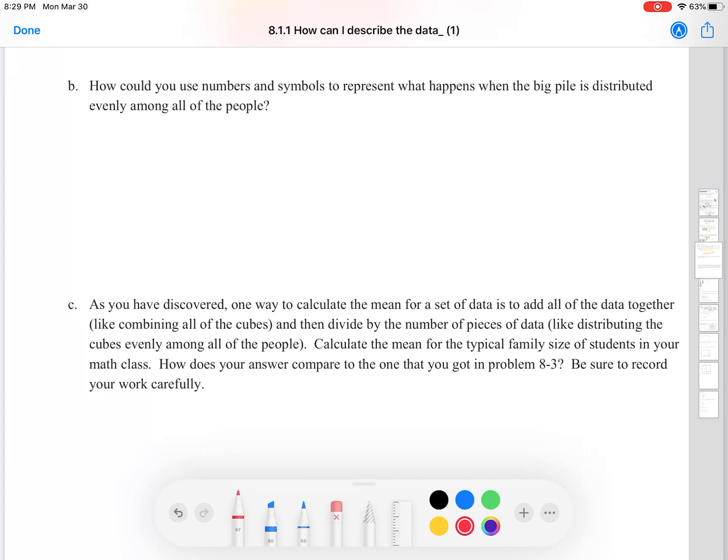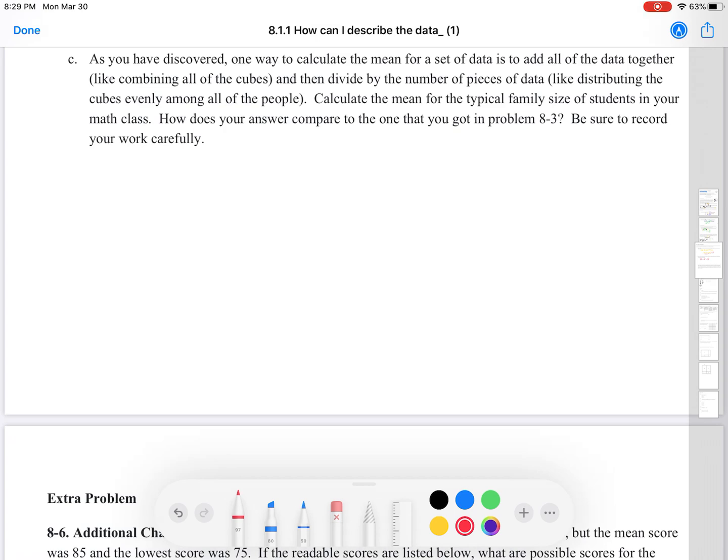How could you use numbers and symbols to represent what happens when the big pile is shared evenly among all the people? So when we have a big pile of 15 and we share it among the people, right, we always talk about that as division. Divide that amongst the 5 people. Each person gets 3. As you discovered, one way to calculate the mean is to add all the data together and then divide the number of pieces by distributing that, right?